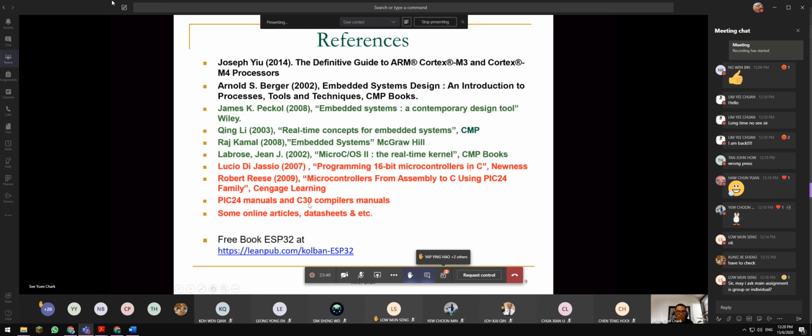So here are some of the references I recommend to you. Class, these are just references. All these reference books are quite expensive. Like CMP, all these things are very expensive. They cost more than 200 to 300 ringgit.